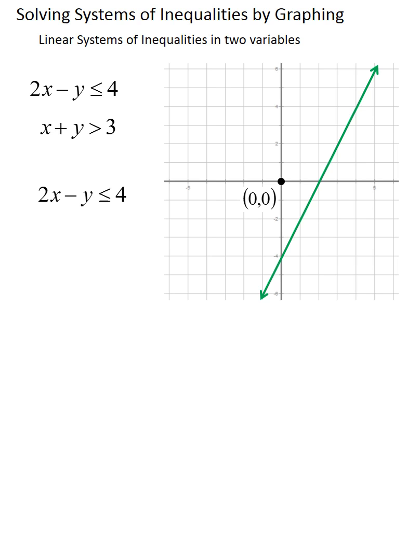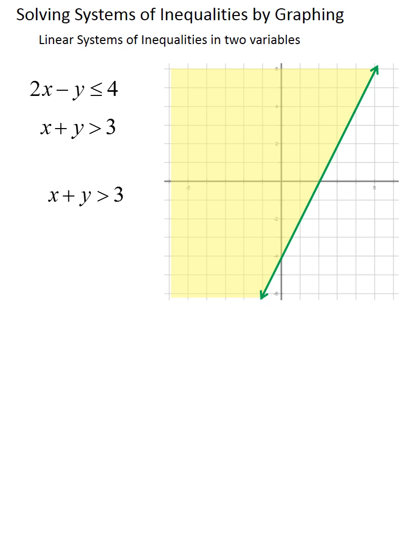So picking 0, 0 as my test point and plugging that in leads me to a statement that's clearly true. 0 is less than or equal to 4. So the origin is a true point. But what that means is that all the true points are on that side of the line, and therefore this yellow shading represents all the solutions to our first inequality.